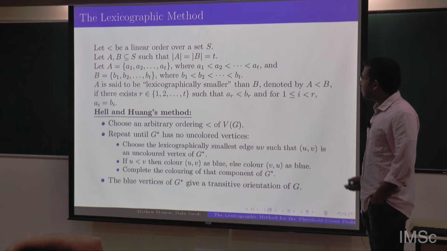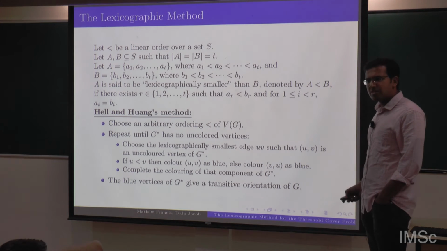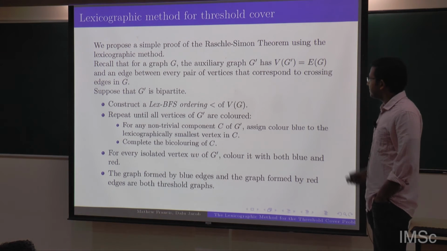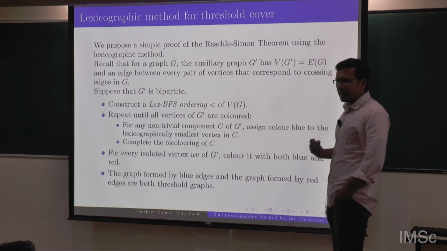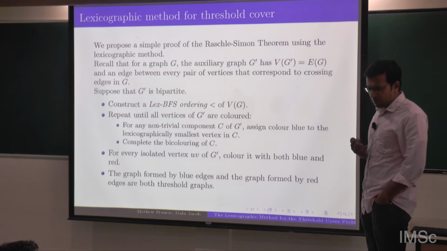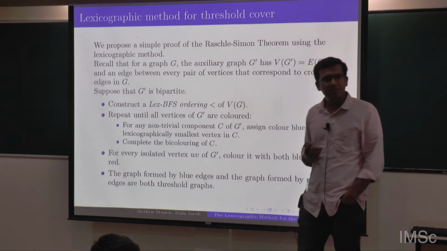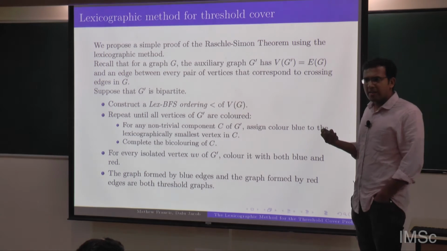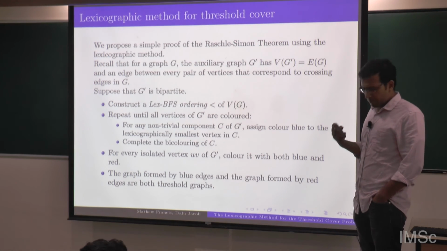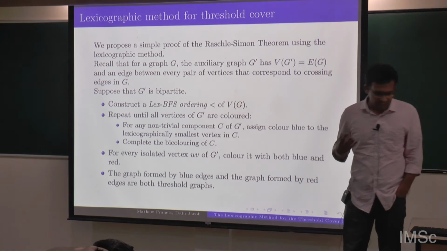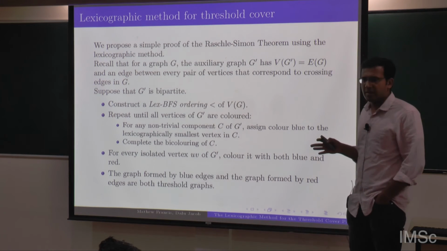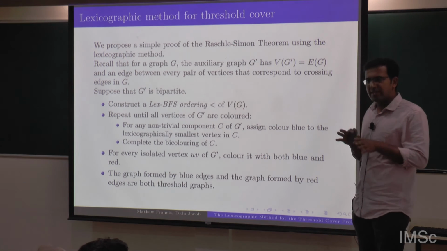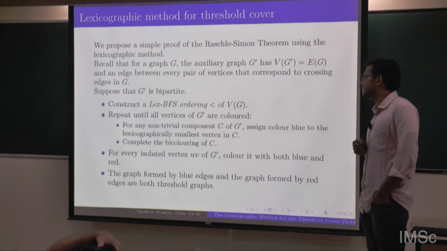Okay. So we want to use the same method to try to simplify Raschle and Simon's proof for the threshold cover. This is what we are doing. We have almost the same ingredients, but there are also some major differences. Recall that now we are in the threshold cover problem. Our problem is to check if the edges of a graph can be covered with two threshold graphs, right? So it's not a partition of edges anymore. It is a cover. Some edges could occur in two threshold graphs.